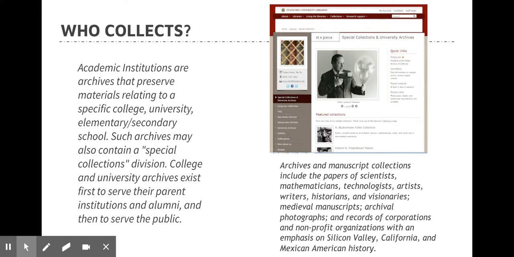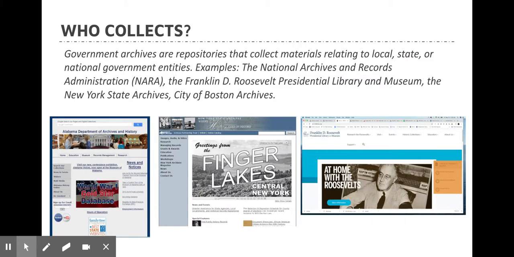A lot of school collections will collect records of the school as well as special collections that represent the community. As you can see from the slide, at Stanford University, they have a special collection that includes an emphasis on the local area in California and Mexican American history. Government archives are repositories that collect materials relating to local, state, and national government entities. We'll closely look at the difference between these, things like federal, state, county, and city archives and what they collect and how to research them.